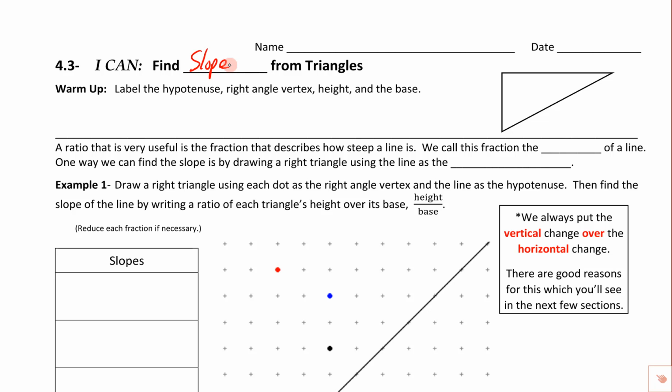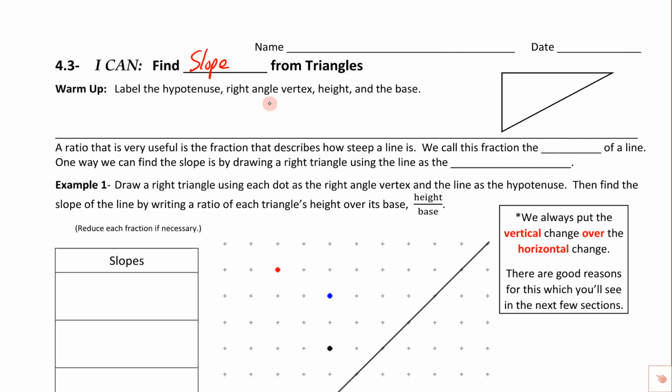S-L-O-P-E, slope from triangles. Now the warm up here, we are going to need a little bit of vocabulary. So it says label the hypotenuse, that's how you say that word, the hypotenuse, the right angle vertex, the height, and the base. Okay, so we've got a triangle drawn off to the side here, and we want to label four things: the hypotenuse, the right angle vertex, the height, and the base.